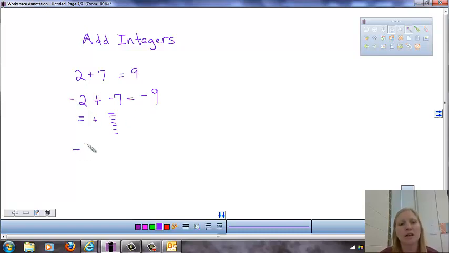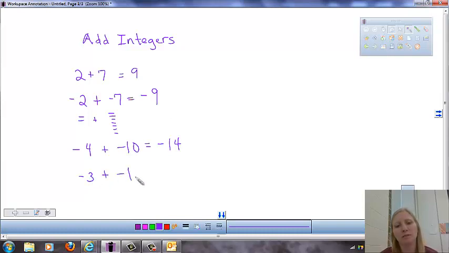So if I have negative 4 plus negative 10, that equals negative 14, because it's just like adding normal numbers, 4 plus 10, 14. So, negative 14. That's kind of the easiest integers to add, when they're both negative.